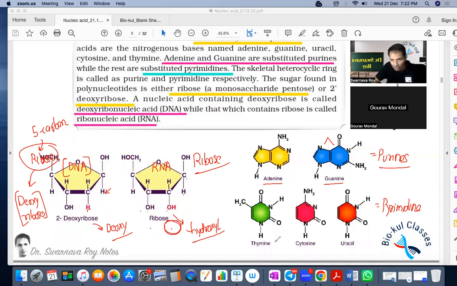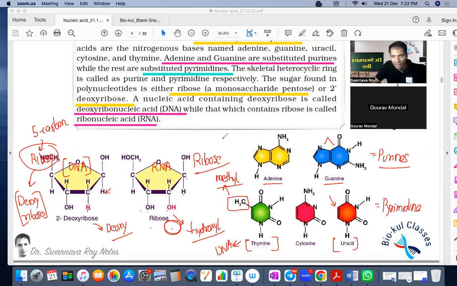And this is thymine. Look at thymine. Thymine has an extra methyl group. This CH3 group is called a methyl group. When you look at uracil, it doesn't have this methyl group. In case of DNA, DNA has thymine, RNA has uracil. In RNA, you will never see thymine. You will always see uracil.